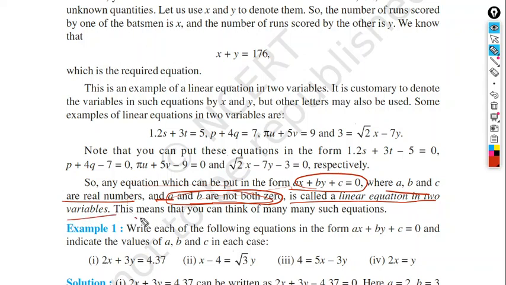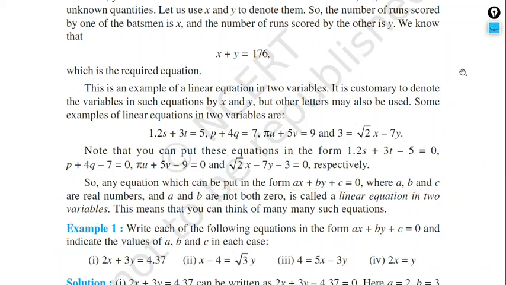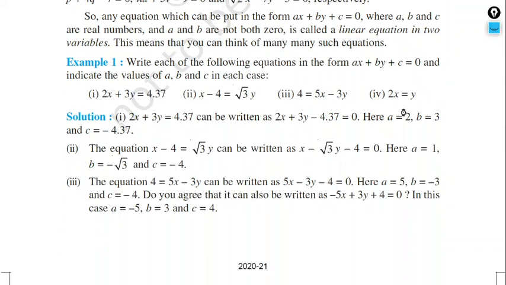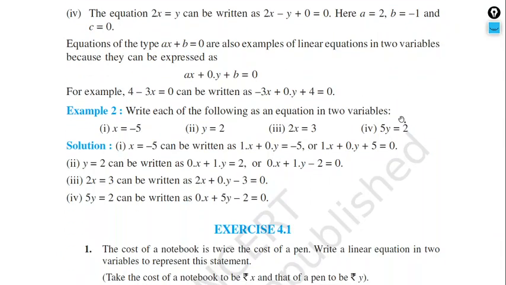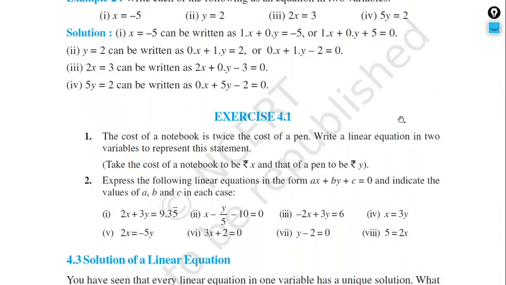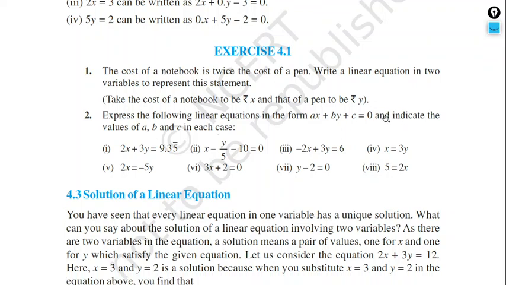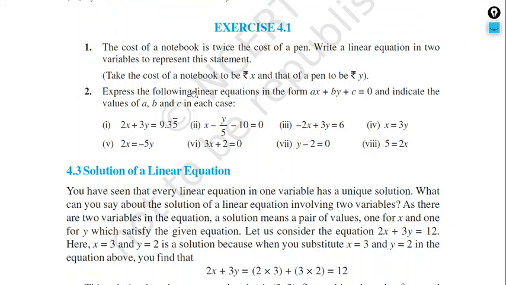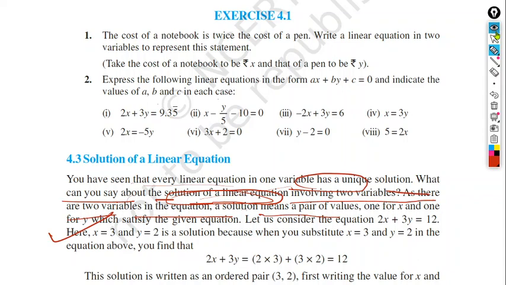This means that you can think of many such examples. There are a lot of examples, and I would like you to go through all of them. There is example 1, example 2. Please go through these two examples. I'm not discussing these examples. I'm directly going to exercise 4.1 now. So let's start exercise 4.1.